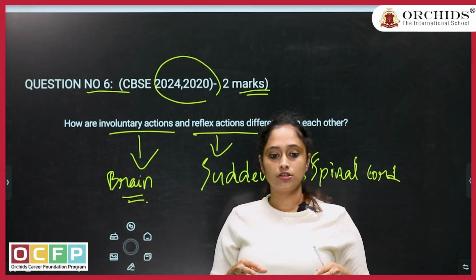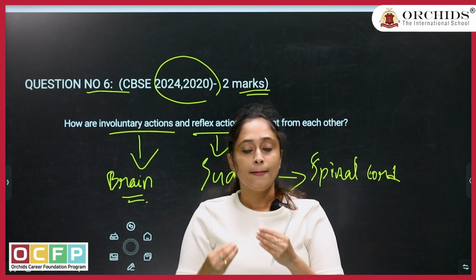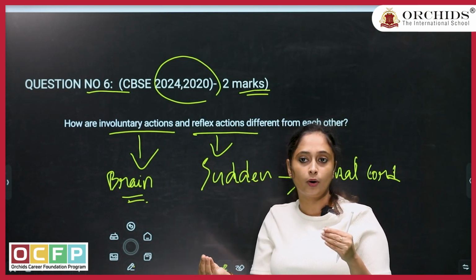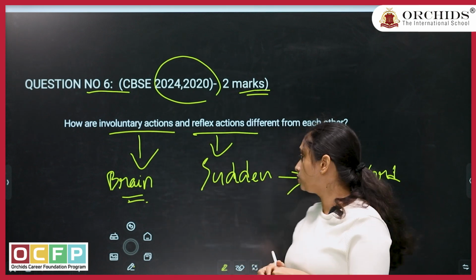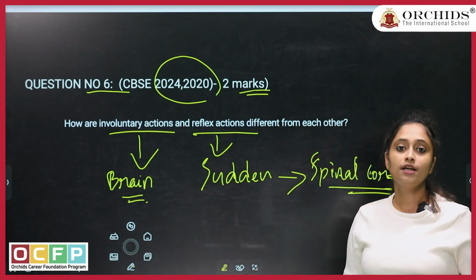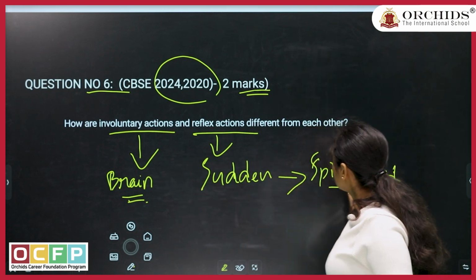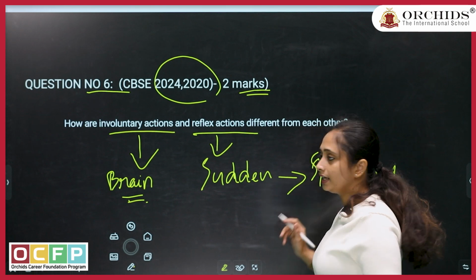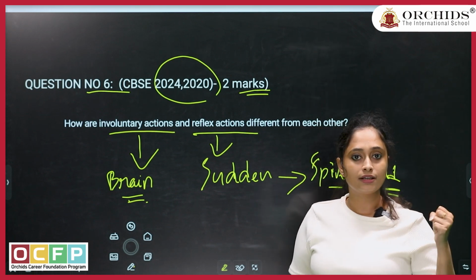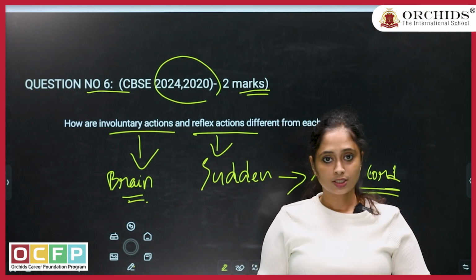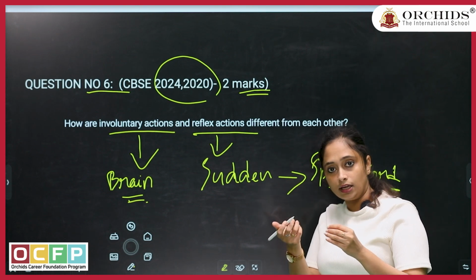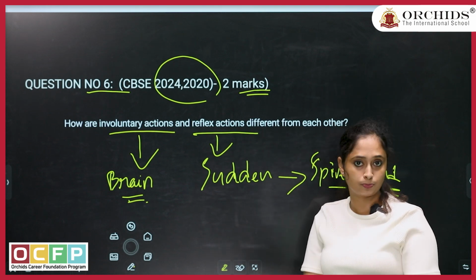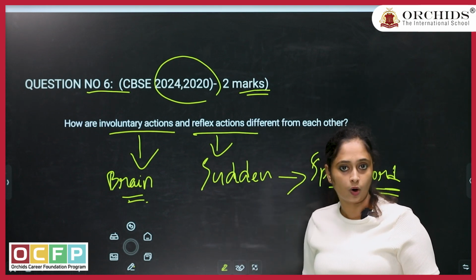In such a situation, this sudden action is possible because the electrical impulses formed in your body go directly to the spinal cord. The brain and the spinal cord are both parts of our central nervous system, and the spinal cord receives the impulses from the reflex action. So in such cases, the impulse goes directly to the spinal cord, and the spinal cord gives the response to the particular region or organ.